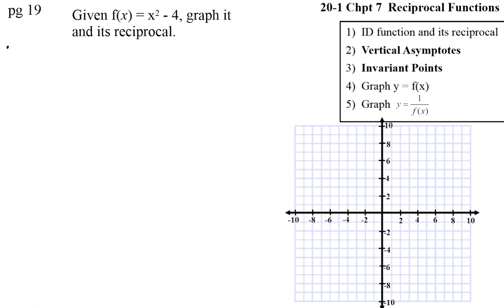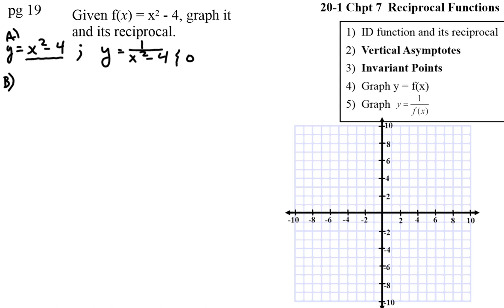First thing, the function is y equals x squared minus 4, and the reciprocal will be 1 over x squared minus 4. There's the first thing we need. Second thing is we need the asymptotes. Asymptotes occur at the non-permissible values, which is when x squared minus 4 equals 0. That's the same as what our x-intercept would be if y equals 0.